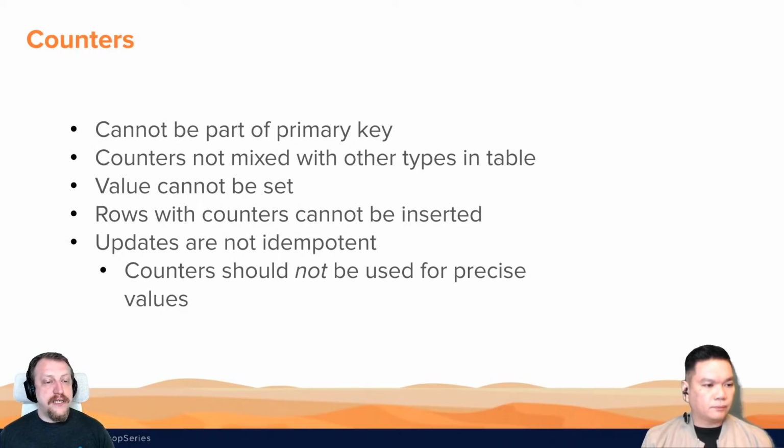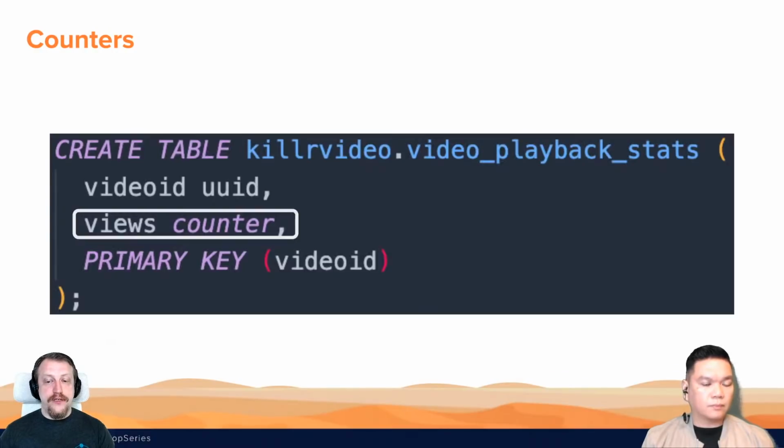Row updates are not idempotent. It's important to understand what idempotent means. Something like set username equals, I don't know, John. However many times you repeat this operation, the username will still be equal to John, because that's an idempotent operation. Updates of counters are not idempotent. So if you do +1 and repeat this operation a few times, the value obviously will be increased a few times. Again, counters should not be used for precise values.